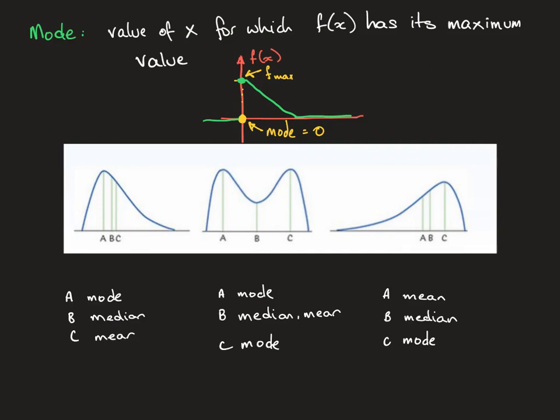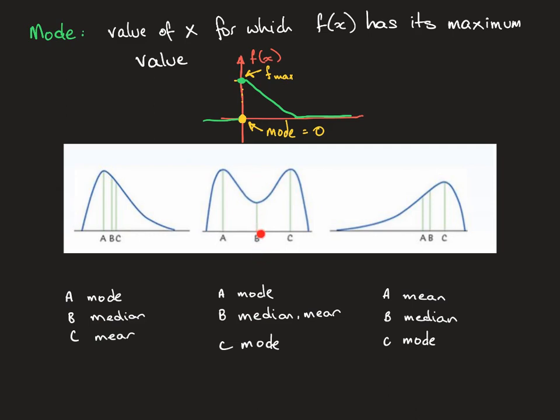How did you go? Mode, always under the highest peak. So A and C are the same height. You might have had one higher than the other. So A and C are the modes here. The median is your middle point. So for this one in the middle, it's wherever it's symmetric, the point of symmetry here.